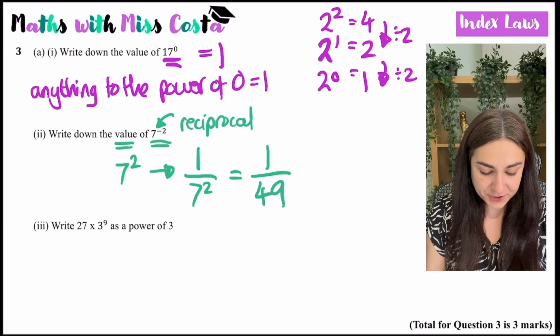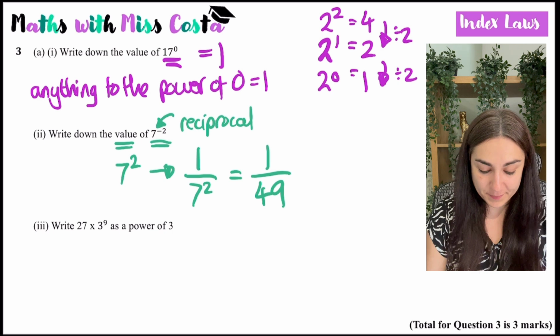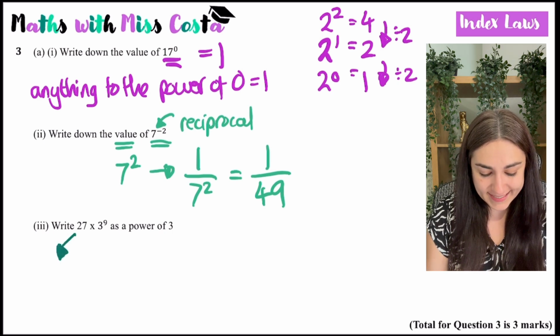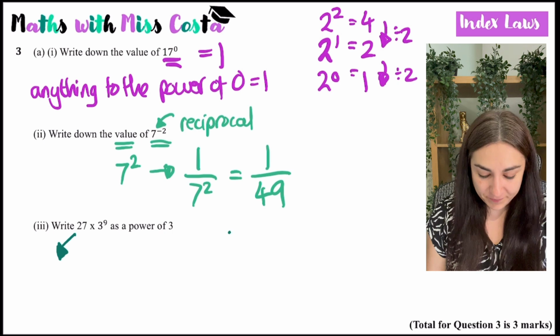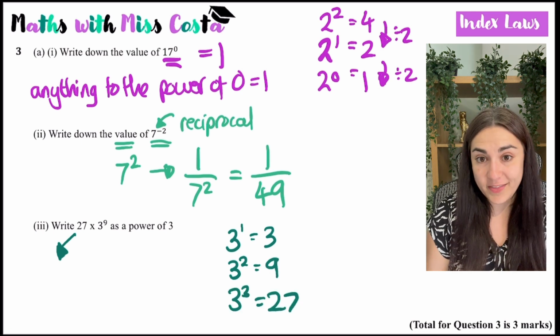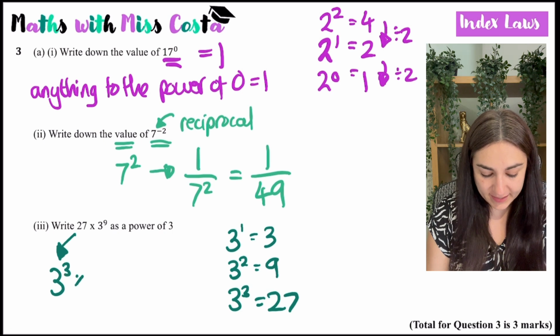Now for the next question, I'm told to write 27 times 3 to the power of 9 as a power of 3. So that means I need to write 27 as a power of 3. So what's 3 kind of times? 3 to the power of 1 is 3. 3 squared is 9. Then 3 cubed is 27. So I know that 27 is the same as 3 cubed. So I then just do the calculation.